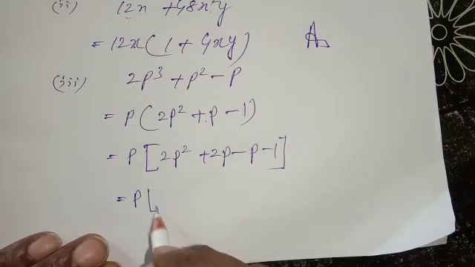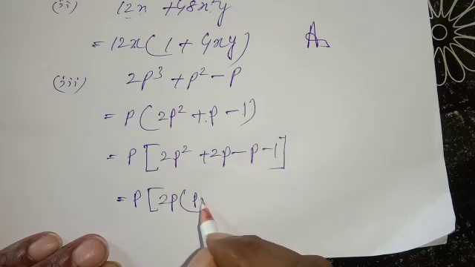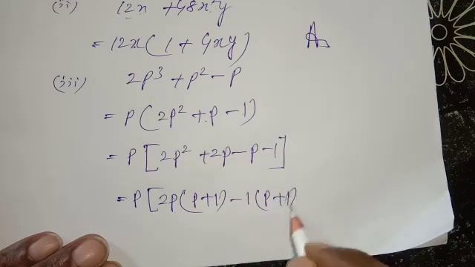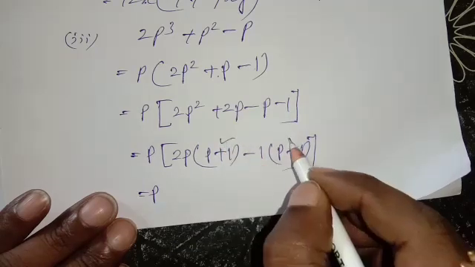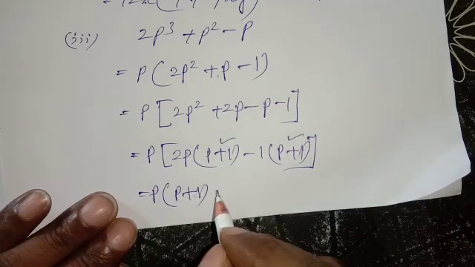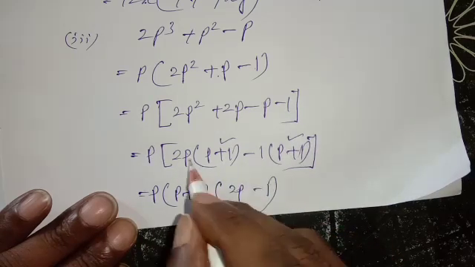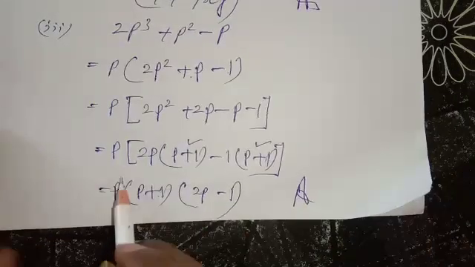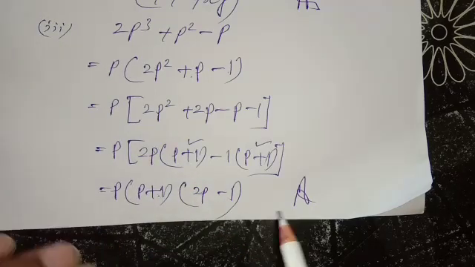P is outside. From the first 2 you have to take 2p common, left p plus 1. From the last 2 you have to take minus 1 common, p plus 1. Now p plus 1 taken common, p whole into p plus 1. What is left here? 2p and minus 1. That means there are 3 factors here: p whole into 2p minus 1 whole into p plus 1.